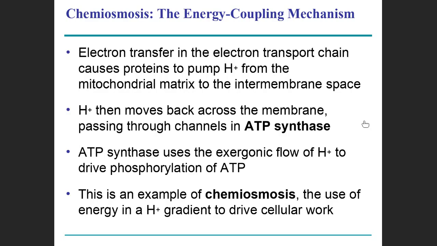So we call this process chemiosmosis because it's a form of diffusion, in this case using hydrogen ions. So that's the chemiosmosis part. But that's how cells make a lot of ATP.